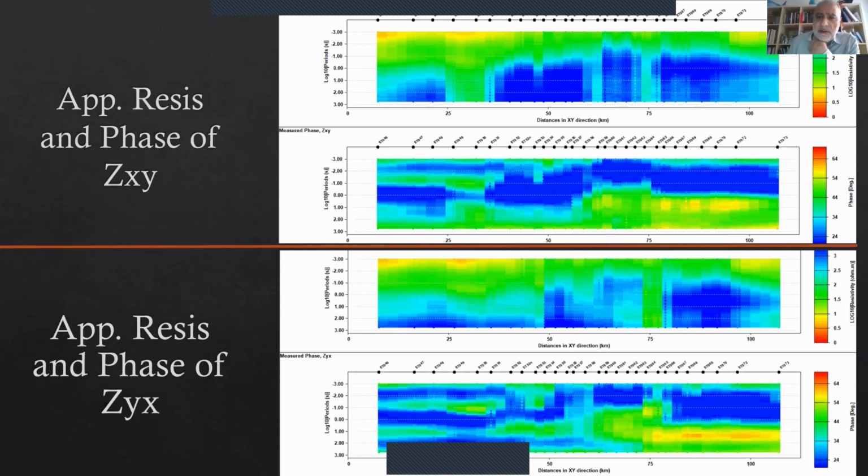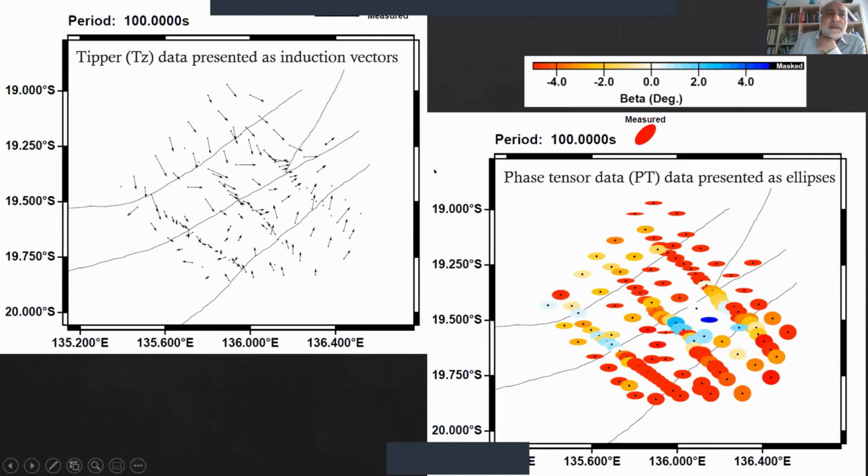One can also look at the other component of the data, namely the tipper data, or the vertical magnetic transfer function, which is usually presented as induction vectors. On the top left map here, we can see the tipper data at 100 seconds. And usually, I personally, for example, use such maps to make the first interpretation of the subsurface.